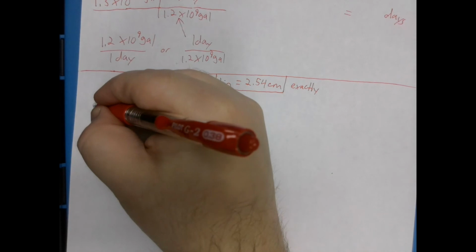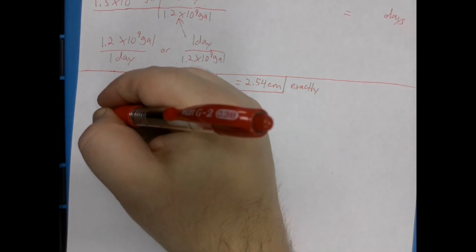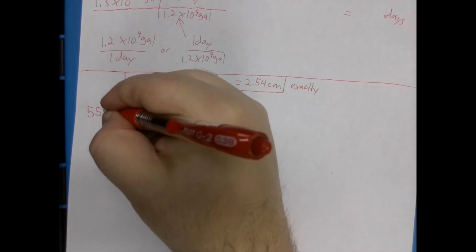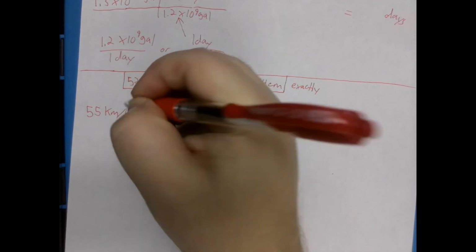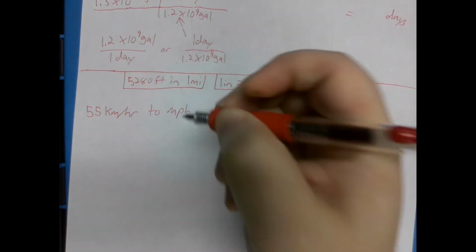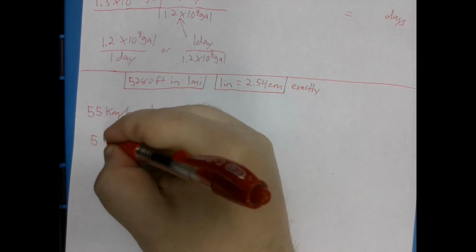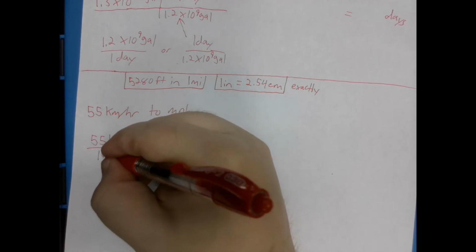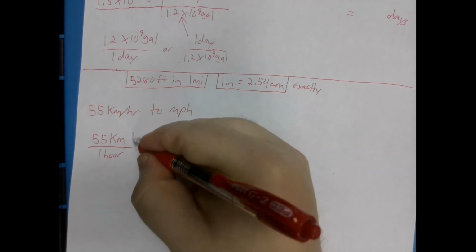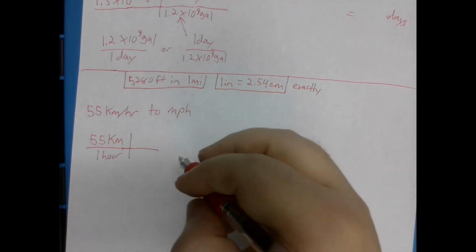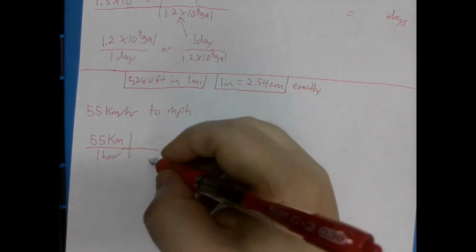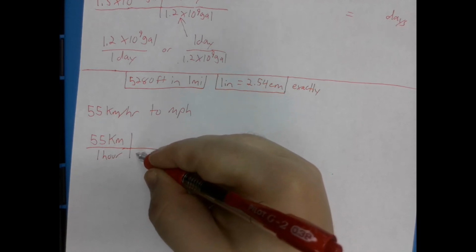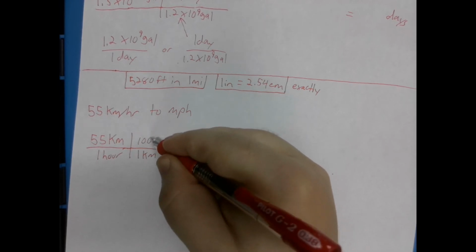So if I didn't have Google and couldn't just Google how to convert 55 kilometers per hour to miles per hour, this is the way I would do it by hand. I have 55 kilometers per 1 hour, and I need to convert kilometers into something else. So I will convert it into meters. 1 kilometer is equal to 1,000 meters.